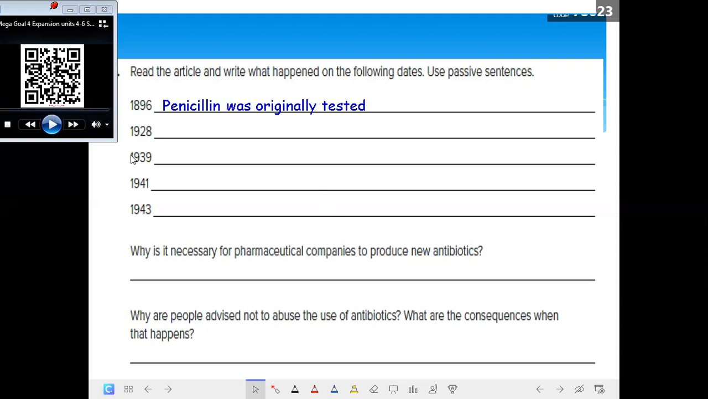طيب in 1928 what happened؟ 1928 yes. اللي هي موجودة بالسطر الثاني اللي هي penicillin was rediscovered. Excellent. Penicillin was rediscovered. Excellent. يعني تم اكتشافه مرة أخرى أو تم إعادة استكشافه أو اكتشافه. ممتاز، برافو عليك يا ليث.